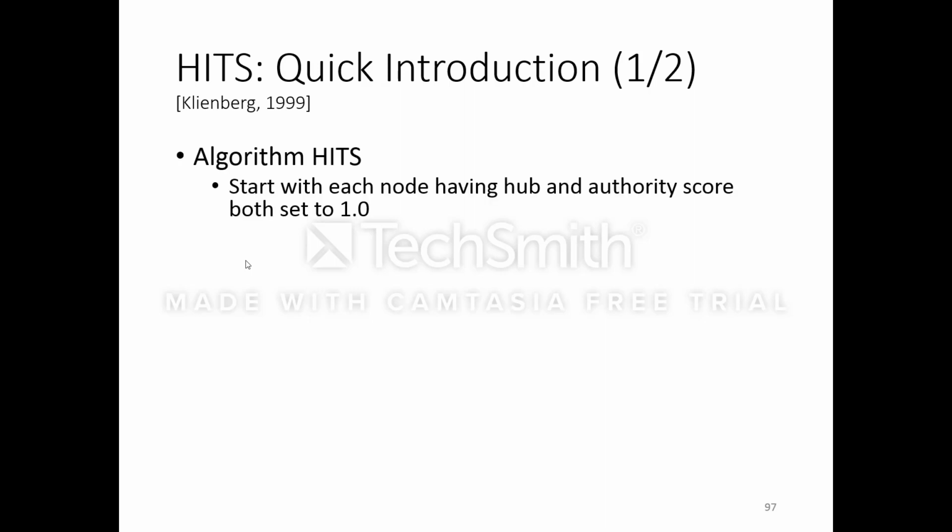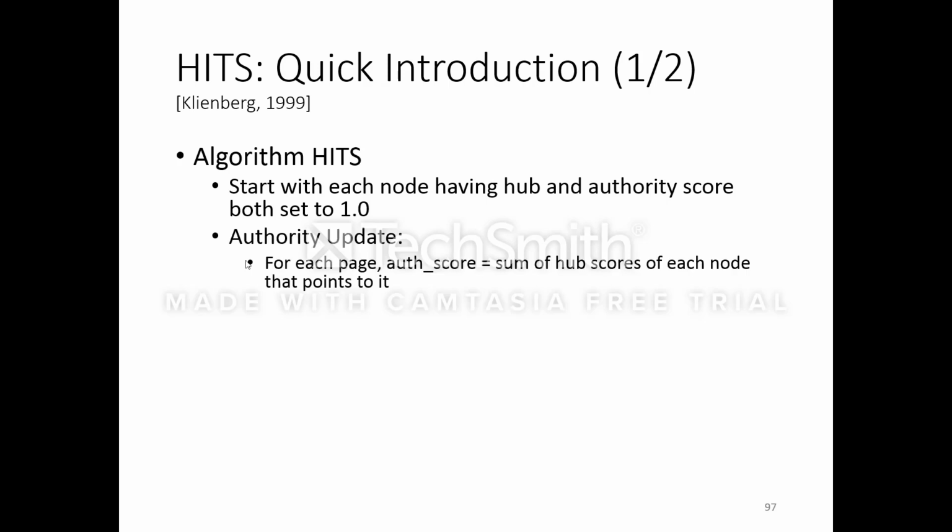Okay, so let's move on and look at what hubs and authorities are. We'll look at the algorithm called HITS, I think it's called Hyperlink Induced Topic Search, if I remember correctly. It starts with each node having a hub and authority score both set to 1.0, both set to unity. So there is no discriminating power for this scoring at initialization time. And there are two update equations. One is the authority update: for each web page, the authority score is updated as the sum of the hub scores of each node that points to it.